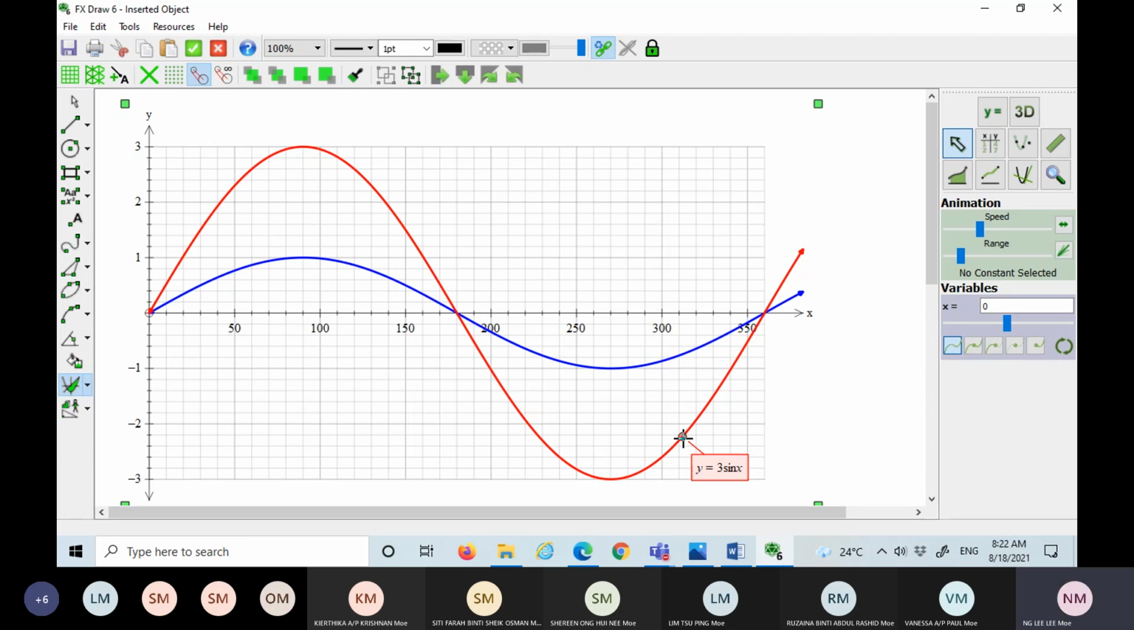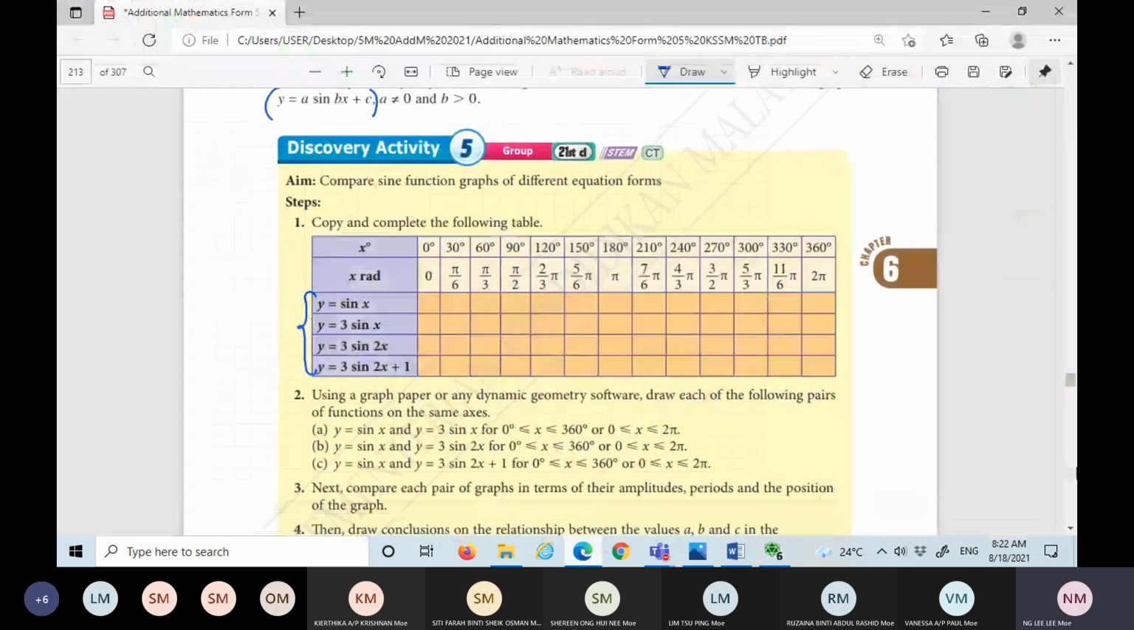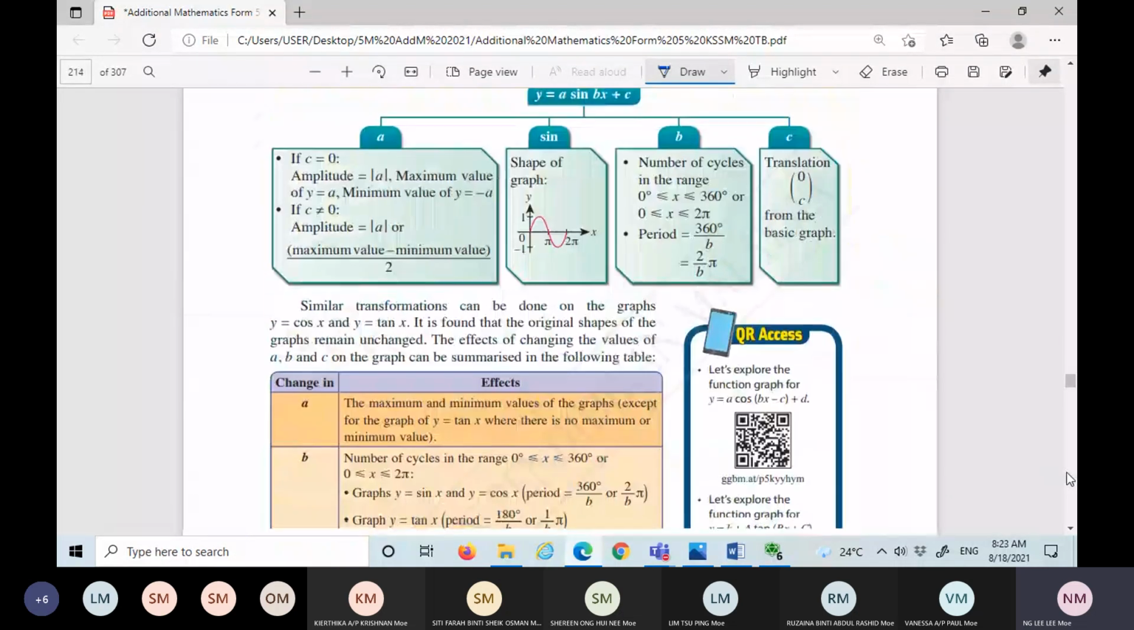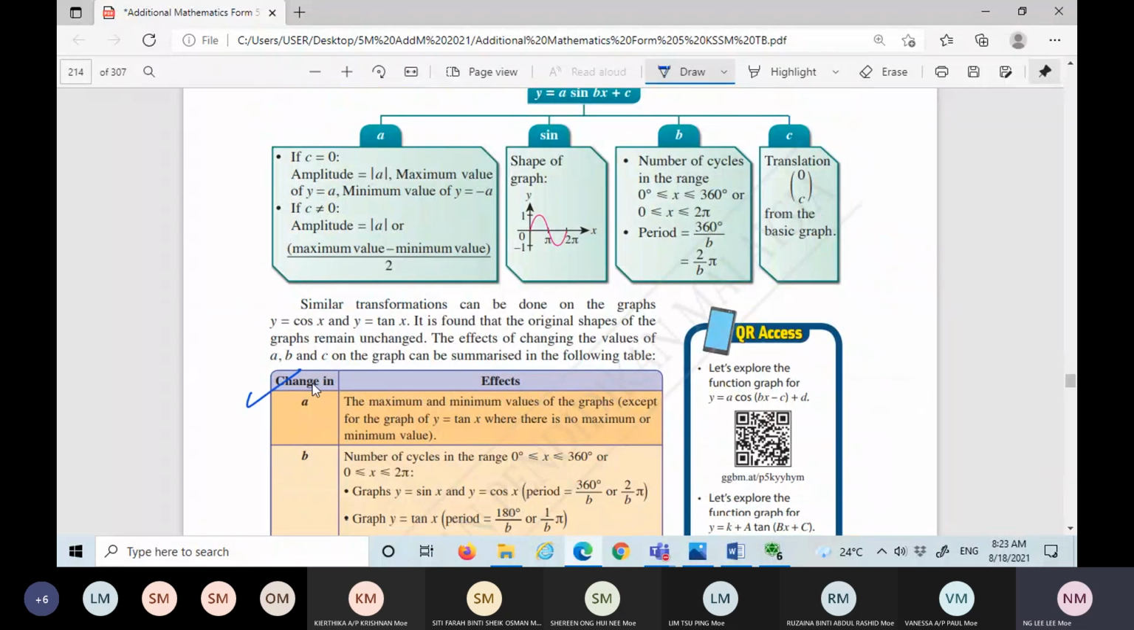So I come back here to the textbook. You see the 3 here is the a. Now I adjust the a from 1, this one with nothing in front means it's 1, to 3. What type of effect will it bring to the graph? This one afterwards I want you to copy. If you change the a, the maximum and the minimum value of the graph change, except for the graph of y equals tangent x, where there is no maximum or minimum.